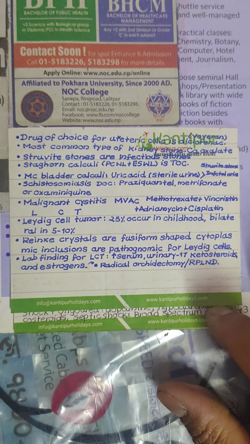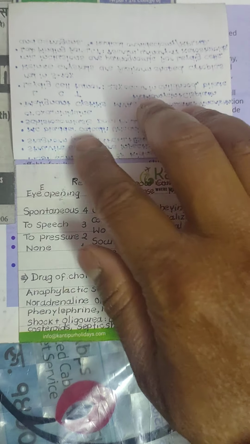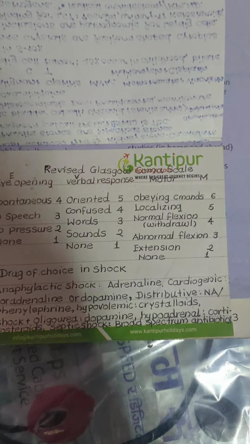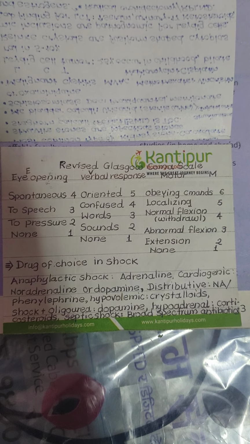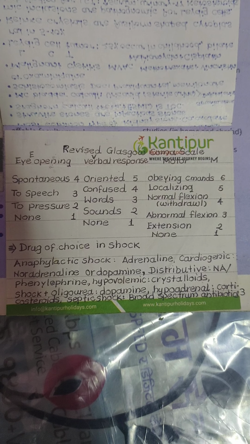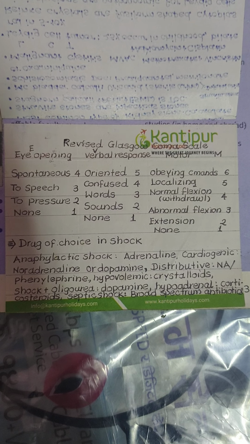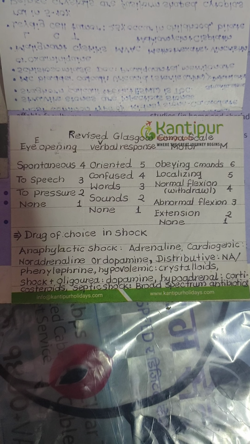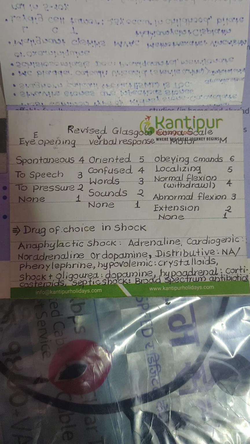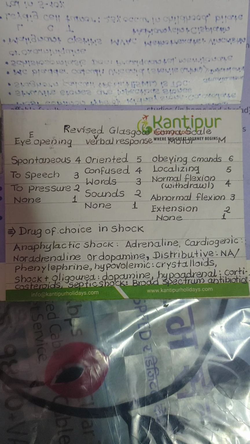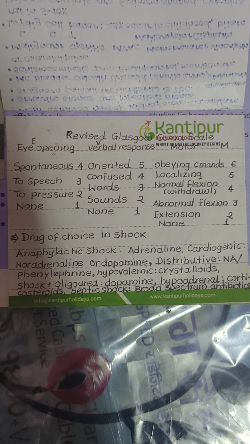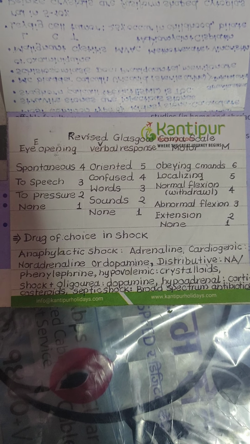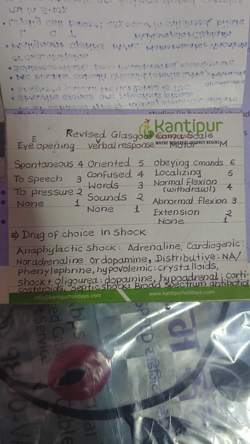Okay, so we are going to jump to the next paper. Revised Glasgow Coma Scale. We have learned it in NMC preparation as well, but this one is a very important part. That's why I have made this one in a note as well, for specialization registration and MCH entrance preparation.